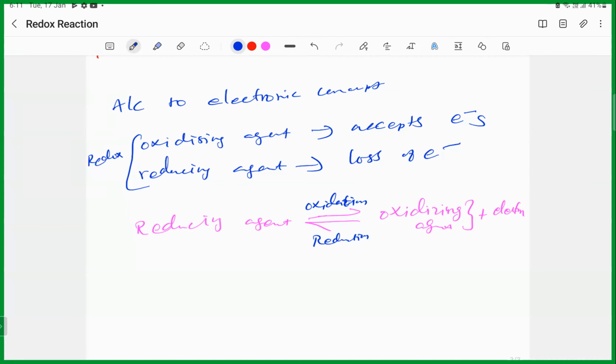Now what we are going to see is oxidation number. How to find out the oxidation number? Okay.